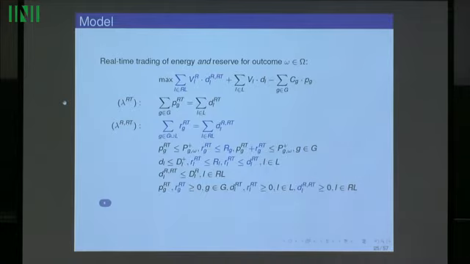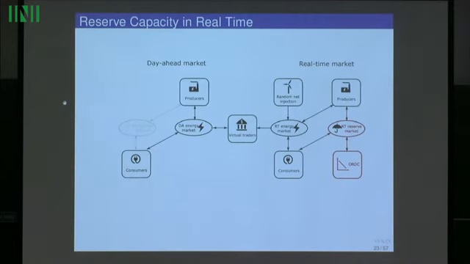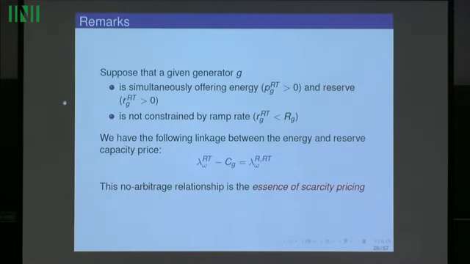So this is now how you add this element into the model. And if you look at the optimality conditions and you look at an interior point for a generator that is offering this reserve product but also offering energy in real time, no arbitrage means that that generator needs to be indifferent between his profit margin in the energy market and his profit margin in the reserve market.